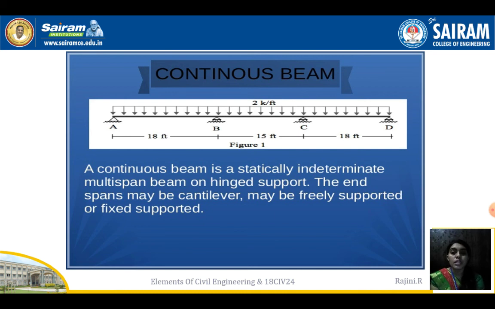Continuously you can see a number of supports. At A you can identify a hinge, at B you have a roller, at C you have a roller, at D you have a roller. So you will have more than one support, more than two supports. That type of beam is called a continuous beam.